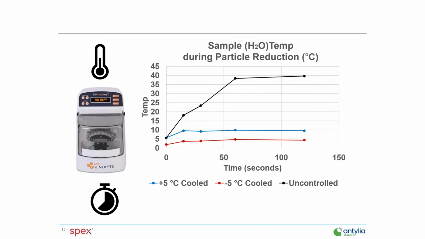The uncontrolled sample, however, very quickly rose in temperature. So we went within a minute to almost 40 degrees C and within 2 minutes to 40 degrees C. Now if we had left this longer, it's quite possible this would have climbed into some dangerous temperature areas, especially for different types of cells.